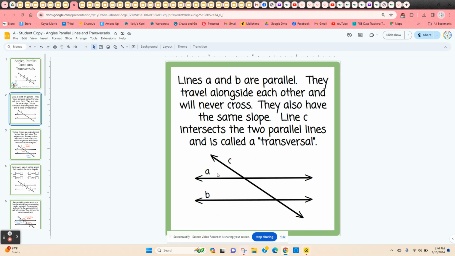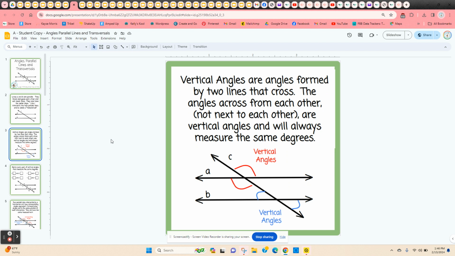So these are two parallel lines, line A and line B. Line C is a line that crosses both of those parallel lines. We call it a transversal. And there are some interesting things about how these angles relate.